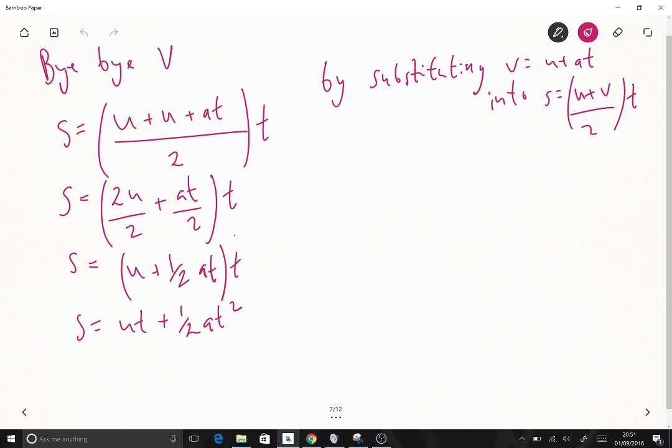So you have u plus u plus at, okay? So this is u plus v, only the v comes from here now, over 2 multiplied by t, and then you simply work it through, okay? So you've got 2 u's, the at, both over 2 multiplied by t. The 2 here will cancel, you get u, get a half at, it's all multiplied by t. So let's expand. s is equal to ut plus half at squared.